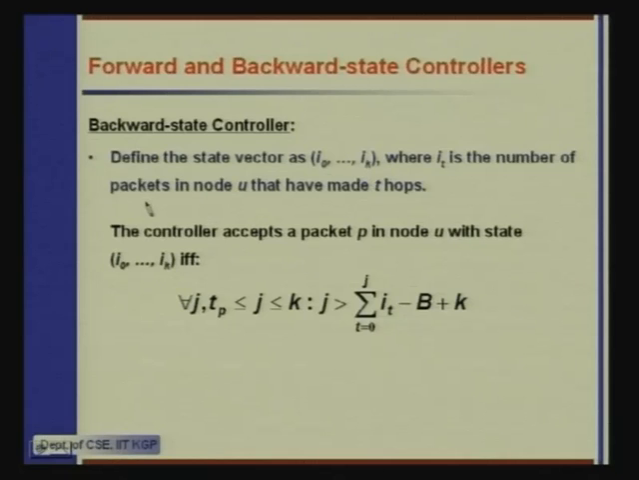Right. And then the backward state controller accepts a packet P in node U with state I0 through Ik if, for all j, Tp is less than or equal to j, which is less than k, you again check this summation, okay. Again you see this is non-intuitive, but it guarantees that the controller is deadlock free, okay.